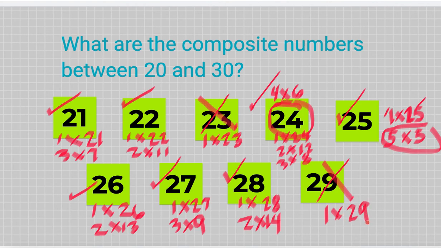So therefore, the composite numbers between 20 and 30 are 21, 22, 24, 25, 26, 27, and 28. So I hope you learned something today, and I hope you will be able to master this concept, and you can keep watching the videos so that you can somehow review the topic or the concept.